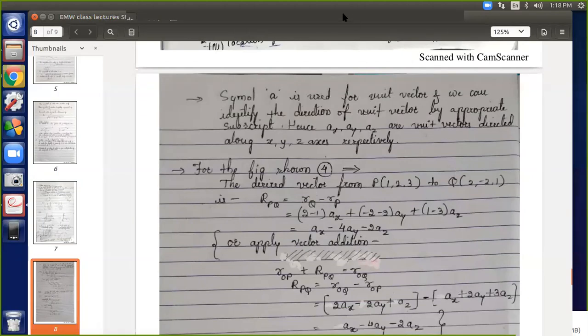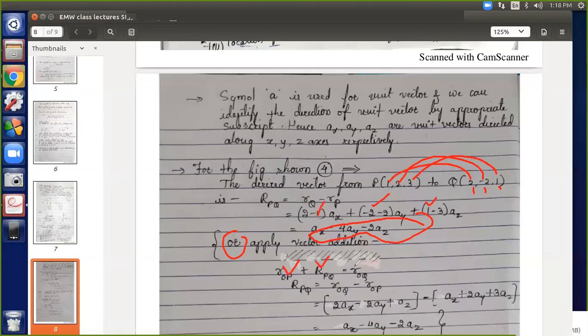Points P and Q are subtracted directly. Point Q minus point P, that too coordinate wise, x minus x, y minus y, z minus z: 2 minus 1, minus 2 minus 2, 1 minus 3. Those points' magnitudes are subtracted and we will get this. Okay. This is how we can make use of vector addition in calculation, or how I have given to get that. That is distance what?